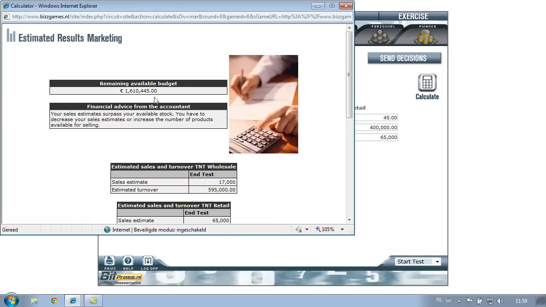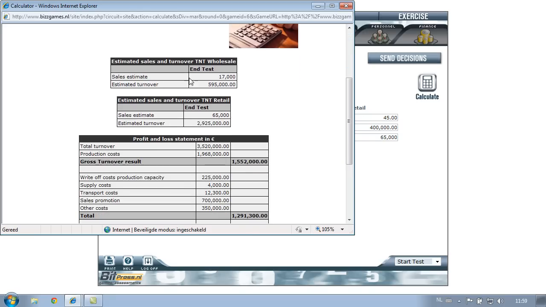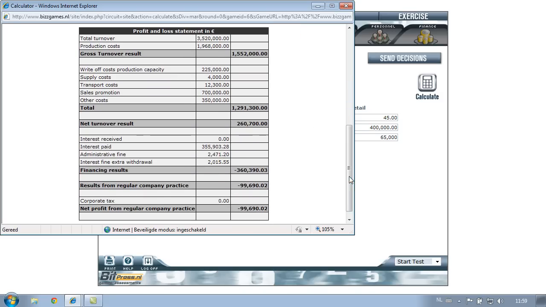We can see our remaining available budget. Furthermore, we get advice from our accountant. Please read this very carefully. Then we see the estimated sales and turnover on the wholesale market and the retail market, and an estimated profit and loss. This estimated profit and loss is calculated on the basis of our sales estimate.